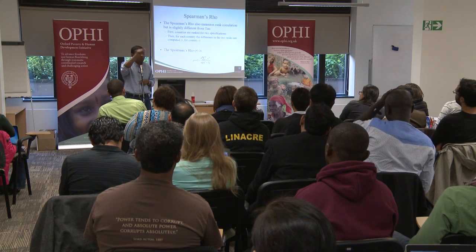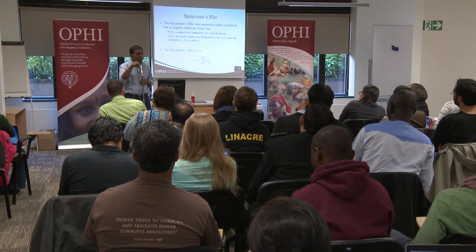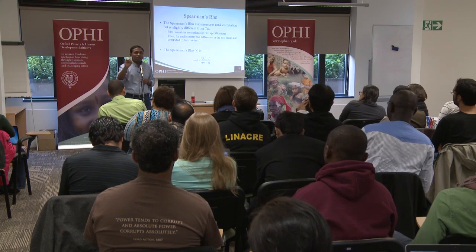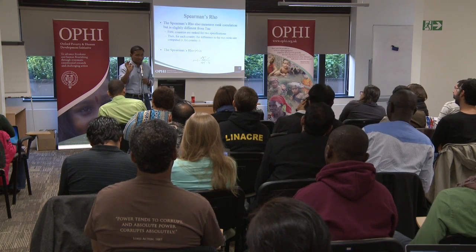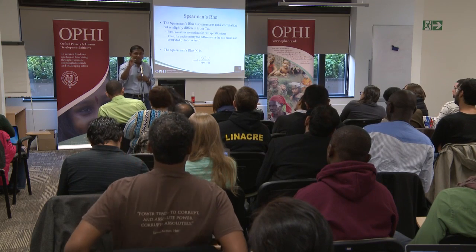So again, if you have perfectly ordered or perfectly correlated ranks, you are going to have a value of the rank difference equal to 0 for all. And as a result, this particular correlation, Spearman's rho, is going to have a value of 1.